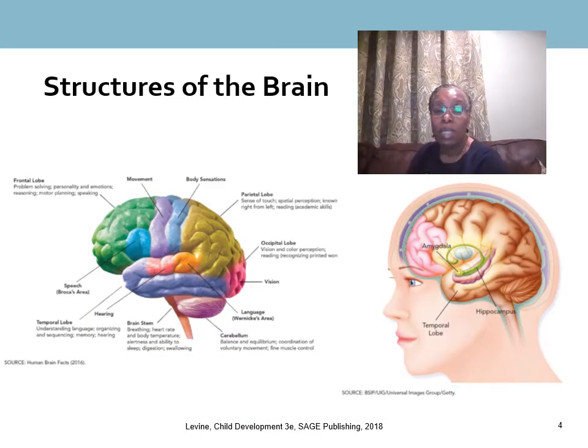Now, let's take a deeper look at the structures. First, let's start off with the brainstem. Understand this is the most primitive part of our brain, and it's going to control our basic survival instincts such as breathing, our heart rate, as well as sleep.